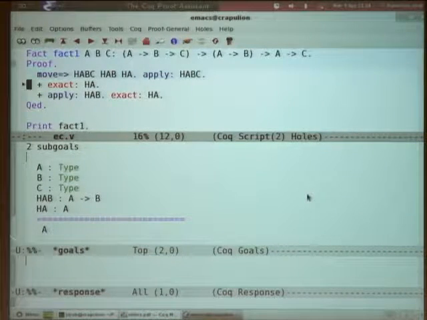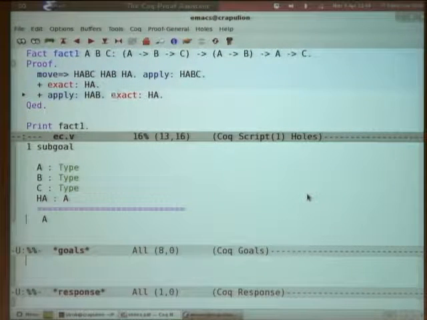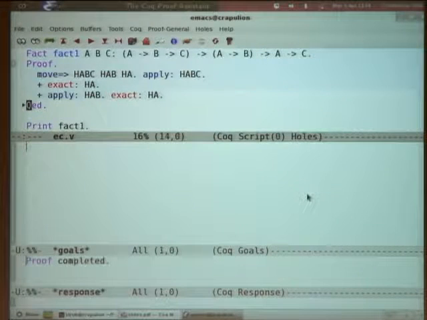A, I know how to prove it. This is an assumption, so I say exact. Now I'm moving to B. B, I know how to prove B from A, so I'm applying this lemma, and now I have to prove A, and done. And so these tactics here, they built a proof term for that proposition.